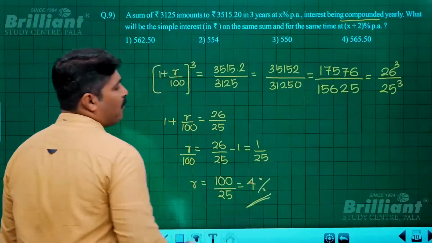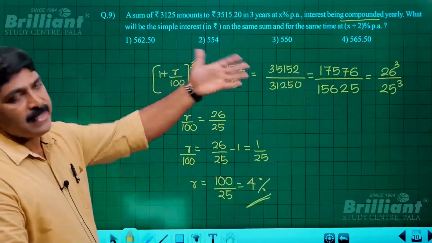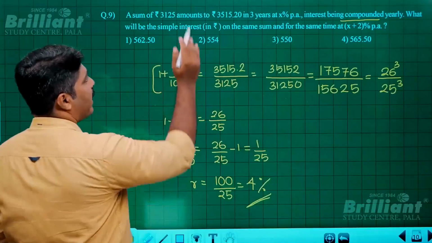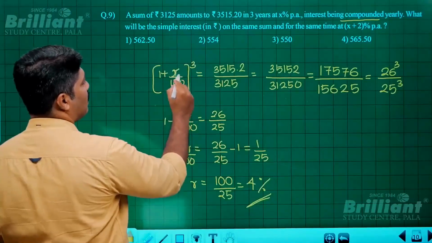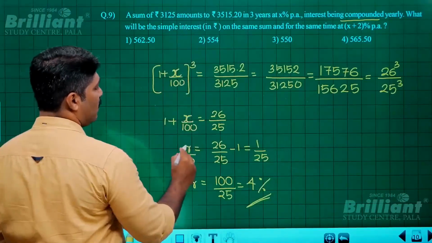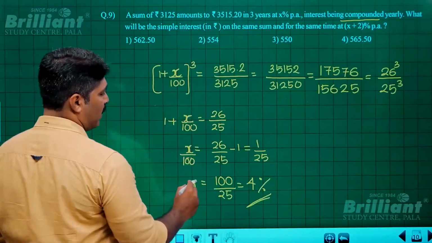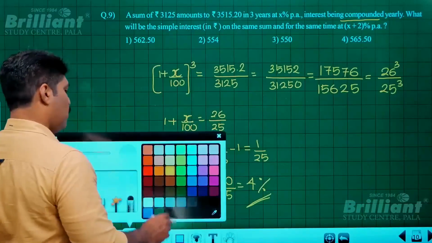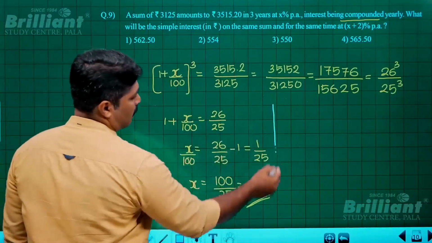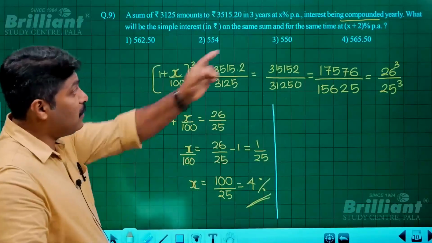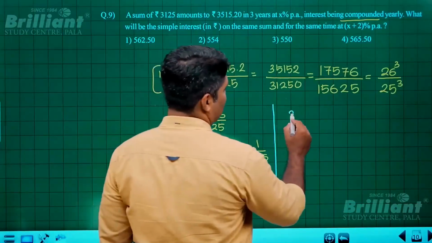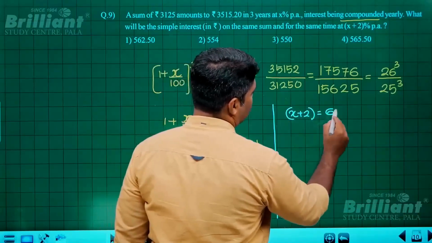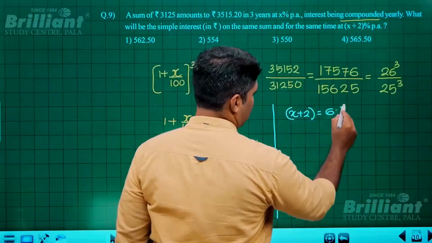We have to find the simple interest next. So here, instead of R, as in our question, we consider the rate of interest as X. Then we consider the new situation, the second situation, where the rate of interest is X plus 2%. So what is X plus 2? Here X plus 2 is equal to 6%.